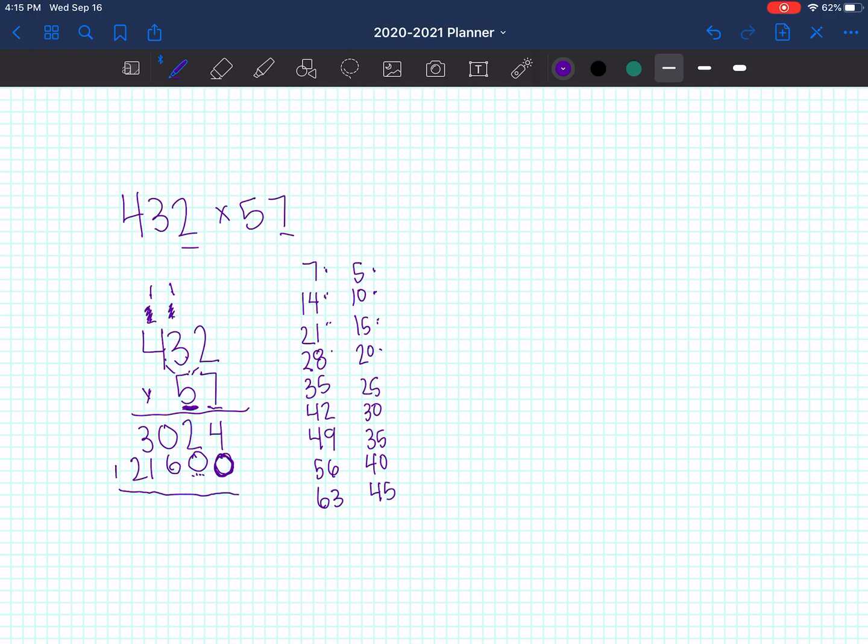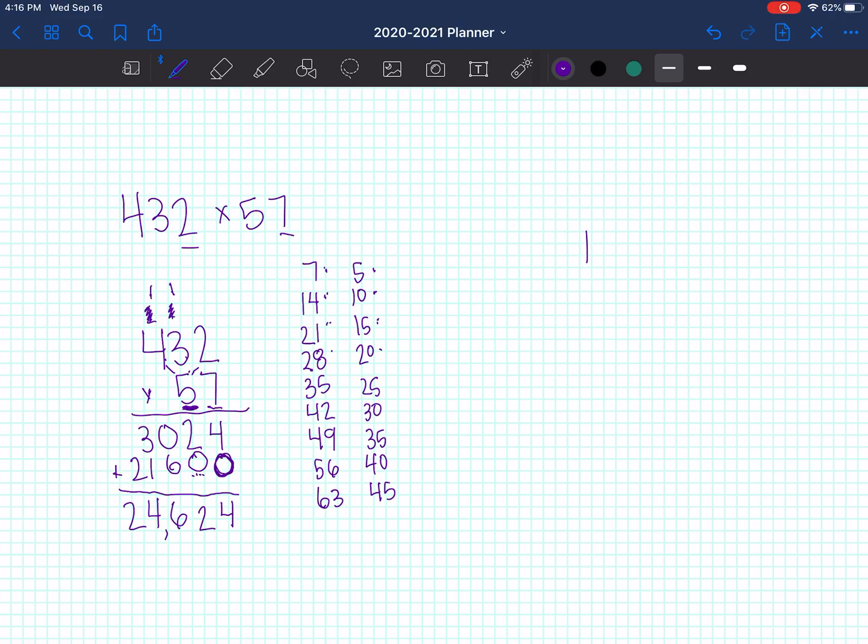So now we need to add both parts of that answer together. 4 plus 0 is 4. 2 plus 0 is 2. 0 plus 6 is 6. 3 plus 1 is 4. And 2 plus nothing is 2. So our answer is 24,624. So now for a division problem.